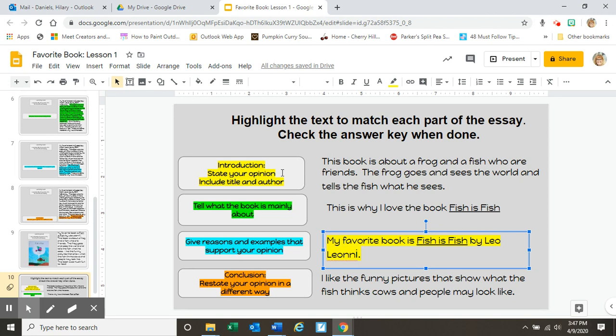You are going to do the rest of this assignment to find where it tells what the book is about, where the reasons and examples are, and where the conclusion is. If you are not able to highlight or do the assignment online, then I would suggest checking in with a family member and telling them where you think each part of the opinion essay is.